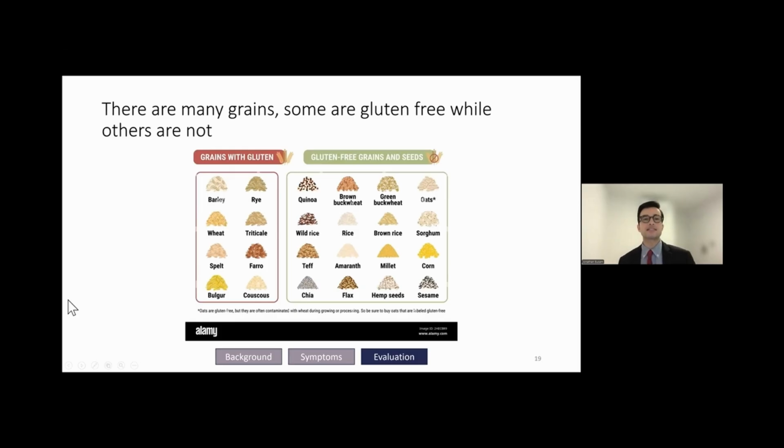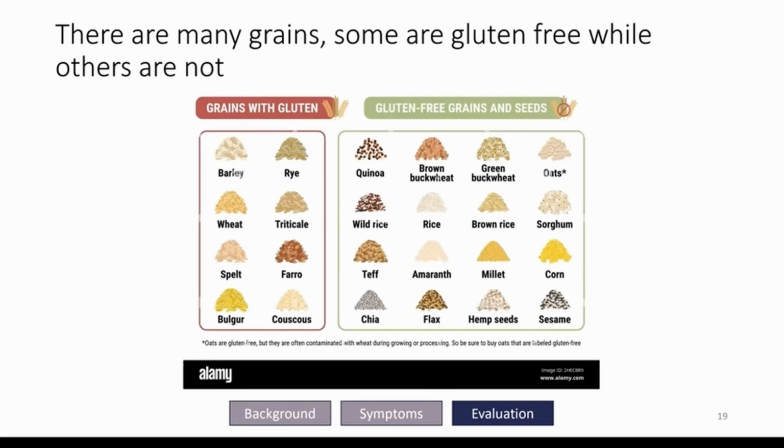There are many kinds of grains that we think about with gluten and gluten-free. When it comes to grains with gluten, the big ones are wheat. It also includes barley and rye. Couscous and farro are also in that category. So if we have celiac disease, these are the types of foods we'd want to avoid.